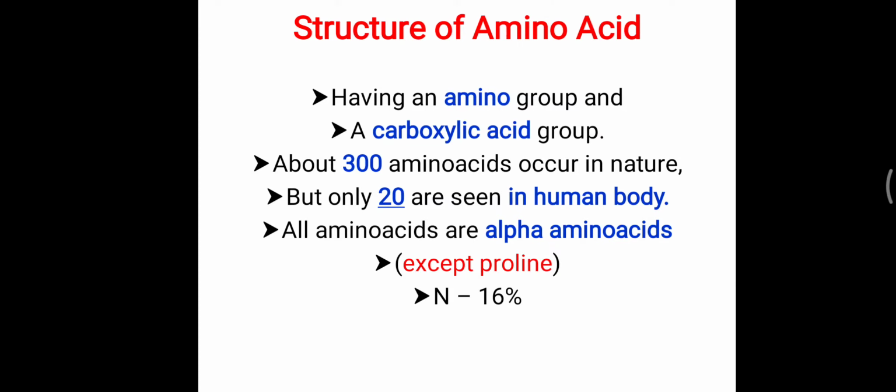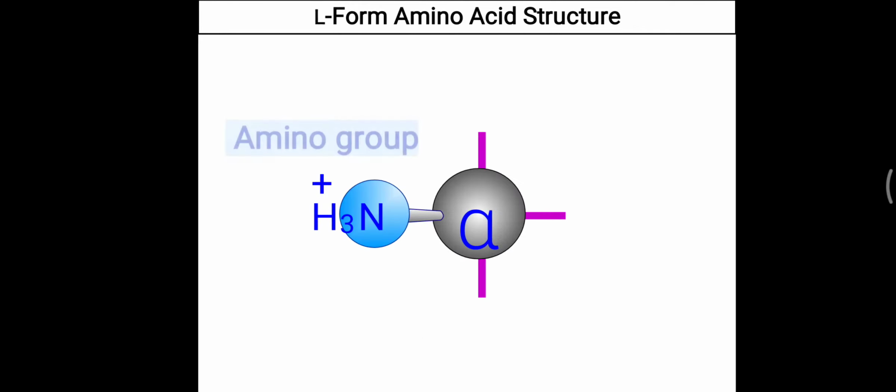Further, these amino acids contain one particular atom, nitrogen, apart from carbon, hydrogen and oxygen, and that is making a particular difference among carbohydrate, lipid and protein. So protein has nitrogen, which is about 16% of the molecular weight. Further, we will look at the structure of this amino acid in detail.